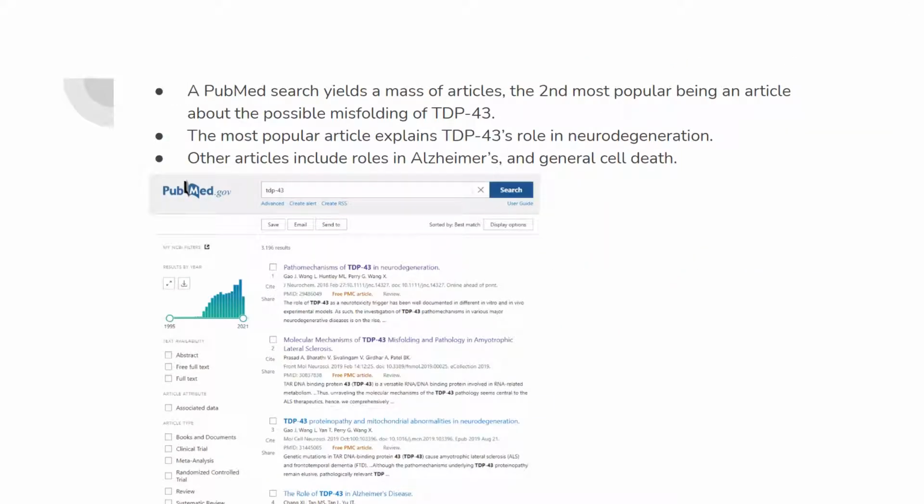A PubMed search yields a mass of articles, the second most popular being an article about the possible misfolding of TDP-43. It goes into ALS, and a couple other articles have general neurodegeneration and a role in Alzheimer's.